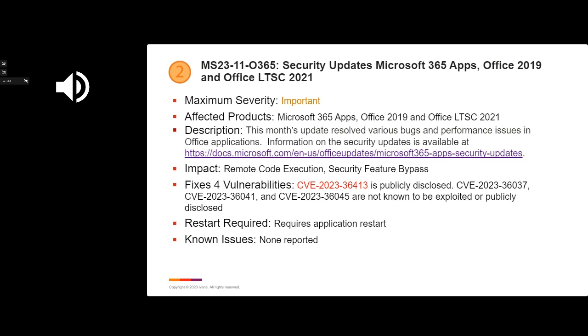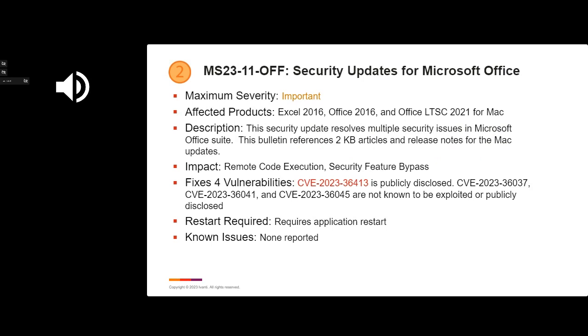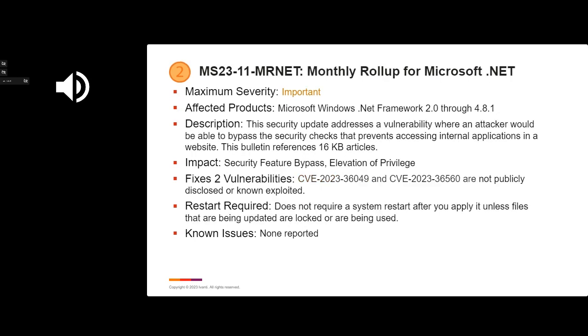There are 3 additional vulnerabilities that were addressed here as well. One is a security bypass. The other 3 are remote code execution type vulnerabilities. Very light update on the on-premise installation of Office. A vulnerability associated with Excel 2016, Office 2016, and the Office Long-Term Service Channel 2021 for Mac. Same 4 vulnerabilities, again, that were addressed in the click-to-run versions. But again, only updates for those particular releases this month, pretty light.